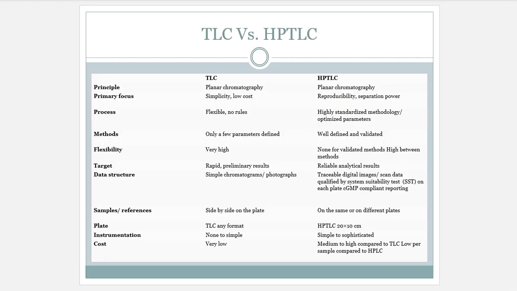Differences between TLC and HPTLC, folks, are all the same. They're all separating. They're all doing it on a plate. They're all doing it with gas phase, mobile phase, and stationary phase. One is just more controlled than the other. The principle here, planar chromatography, is the same thing that happens with our machine. It's a plate. With TLC, the primary focus is simplicity. You just want some identification purposes. This, though, is going to make it more reproducible, give better separation, and you can quantify.